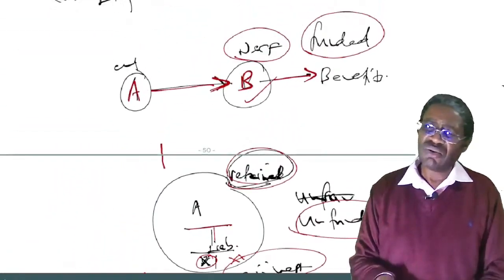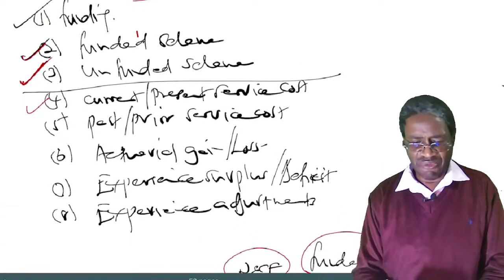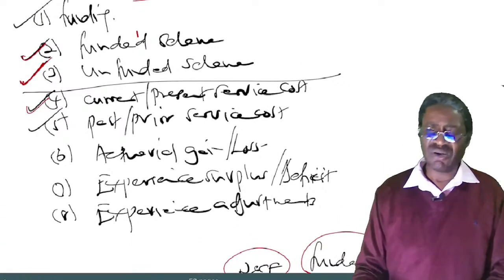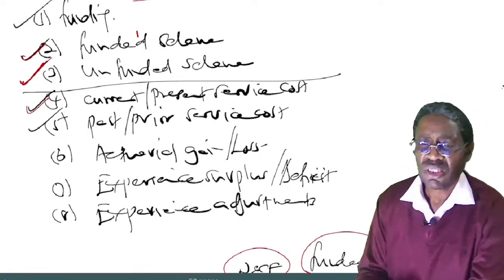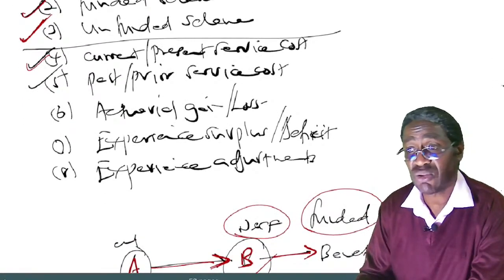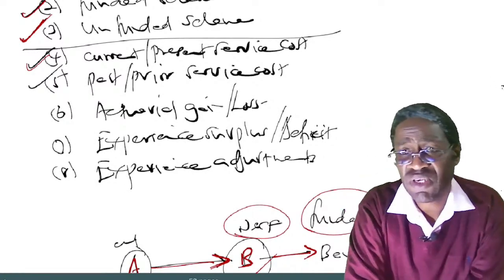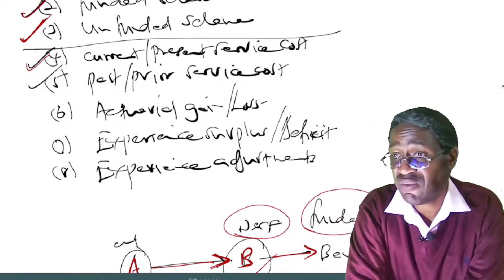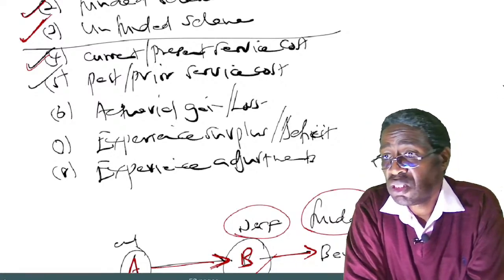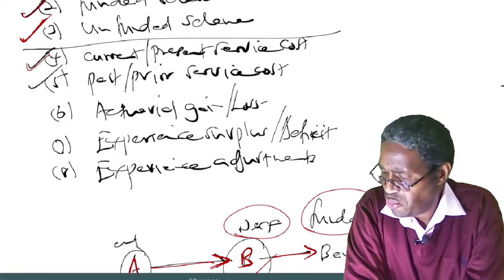So let's put down those two terms. That is number four and number five now. Let's put down those two. Number four. We had already put down number three. Let's put down number four now. Number four, same IV. Current slash present service cost.